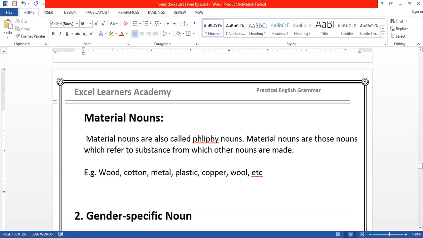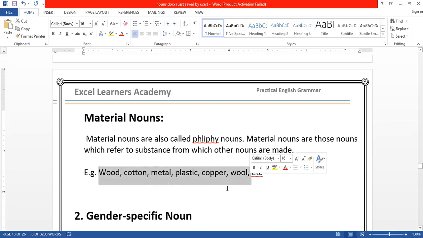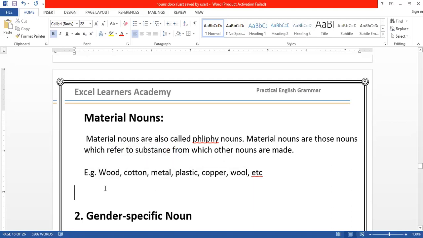For example, can you see wood? Wood is a substance, cotton is a substance, metal is a substance, plastic, copper, wool, etc. They are called material nouns. Why do we call them material nouns? Because from these nouns we can make another noun as well. Like for example, from wood, what can we make? We can make a chair. A chair can be made from what? From wood. For example, we have cotton.